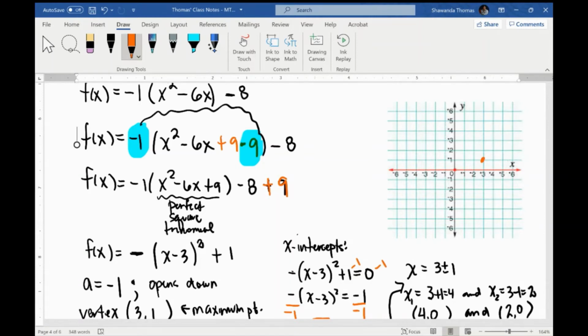Maximum. I know that's going to be my highest point. All right, and then let's plot 4, 0. Let's plot 2, 0. And we also said 0, -8 is off my grid here, so I have to create something down here. All right, 0, -8.